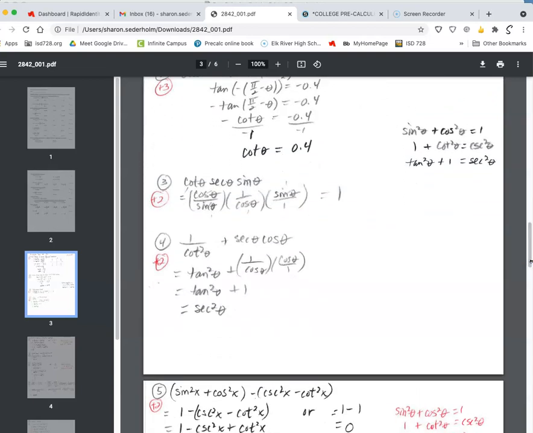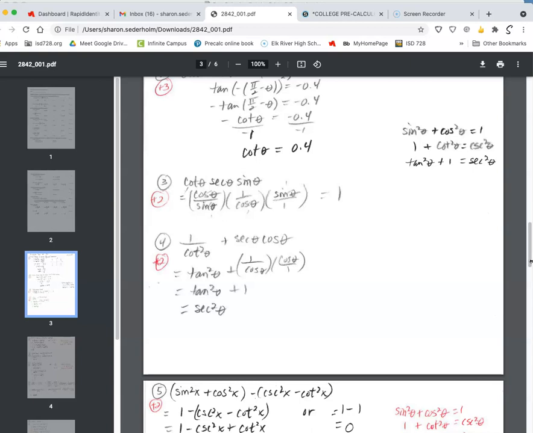Then number 3, the instructions were use basic identities to simplify the expression. Again, these are the identities that we've just learned. So cotangent, again, is a secondary function, probably not so obvious to everybody. It becomes really easy if you make cotangent cosine over sine, and then you make secant 1 over cosine, and you can see that cosine will cancel out, sine will cancel out, and you will get 1.